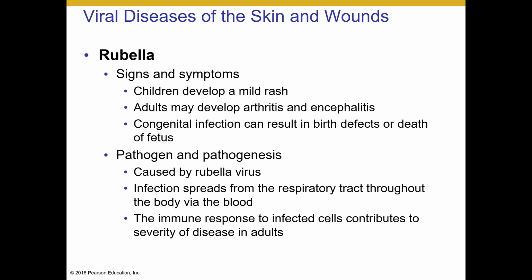Rubella, sometimes called German measles, is a viral disease that causes a mild rash in children. The rash is usually less severe than measles. However, in adults, rubella can cause complications such as arthritis or encephalitis, which is inflammation of the brain. The most serious concern with rubella is congenital infection. If a pregnant woman becomes infected, the virus can cross the placenta and infect the fetus. This can result in birth defects, miscarriage, or fetal death. Therefore, preventing rubella in women of childbearing age is a major public health priority.